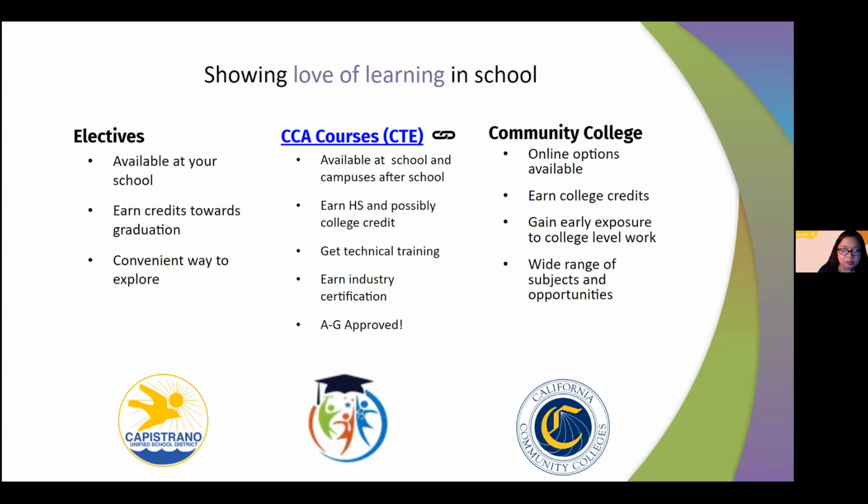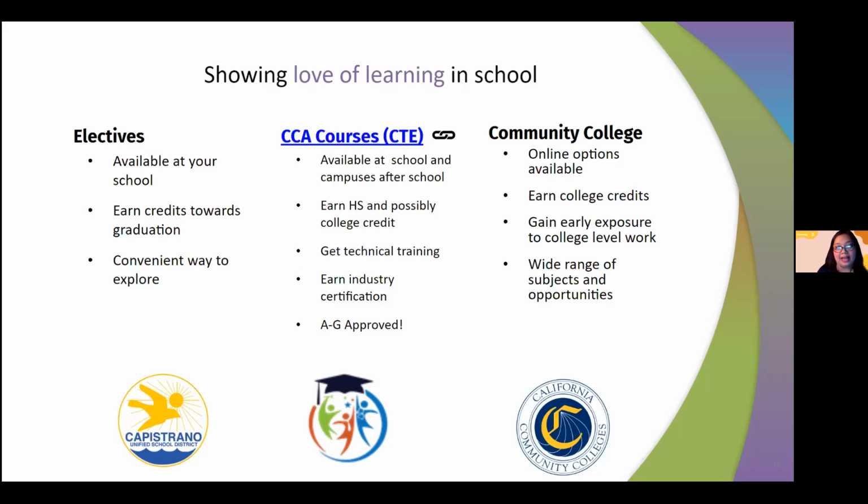Another way you can explore and demonstrate a love of learning is taking community college classes. Community college classes are completely free for high school students. You can take courses online, but if online courses aren't your thing, you could also take them during a free period or during the summer, and you can earn college credit as you take community college courses. This will gain you early exposure to college level work.